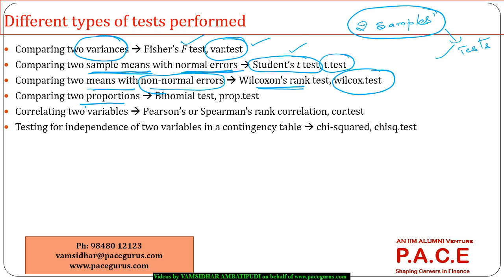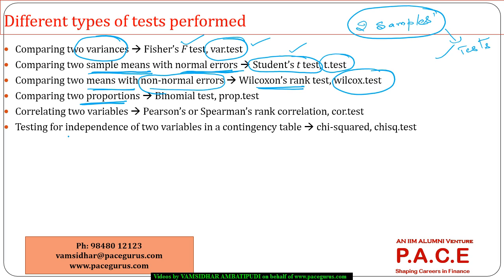Then if I have to compare the proportions between the groups, right? Is the pass percentage uniform across class 1 and class 2? Or is the stock price change uniform across small companies versus big companies? If I have to do a comparison of two proportions, then I am looking at a binomial test, where we are using prop.test. That's the function that we are using to compare the proportions across the groups.